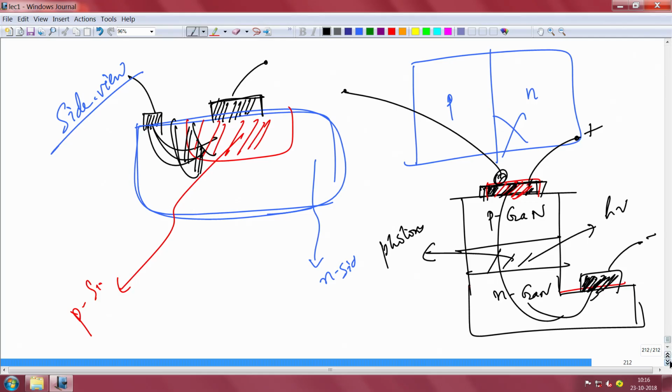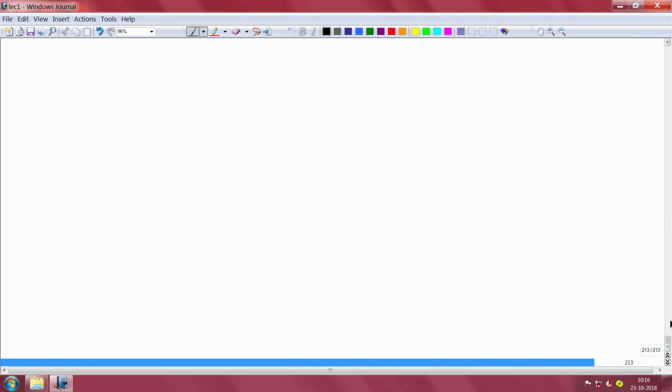Now what are the two reasons that a metal semiconductor contact is very important? Number one reason is that the metal that you put will dictate how your contact is. It will determine how the contact is. When I say how is your contact, I mean how is the contact between the metal and the semiconductor.